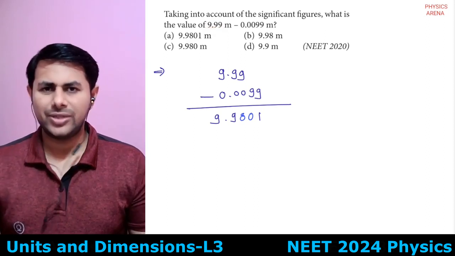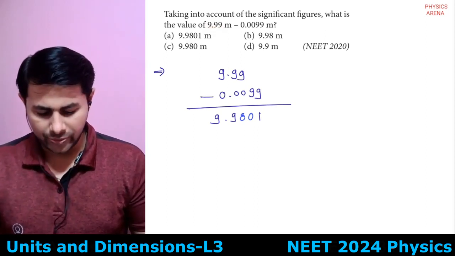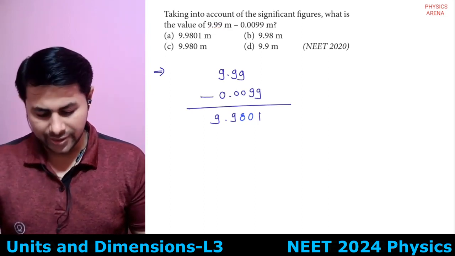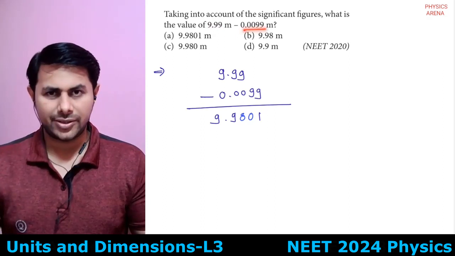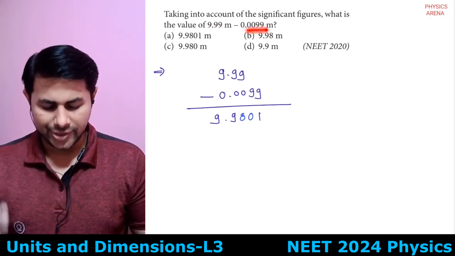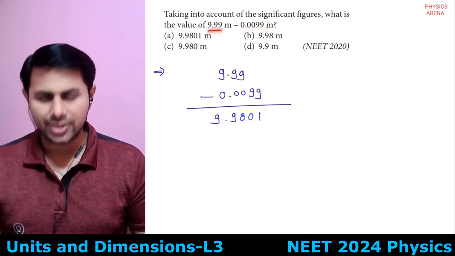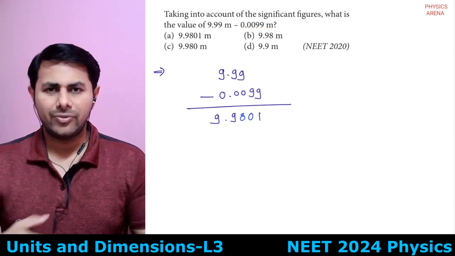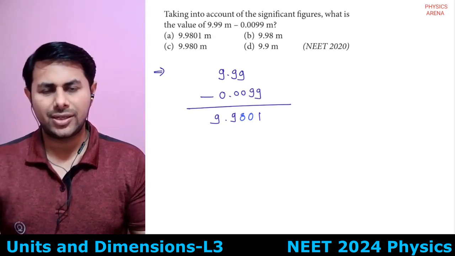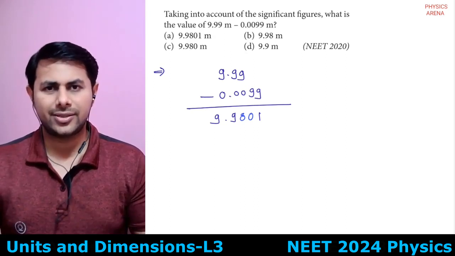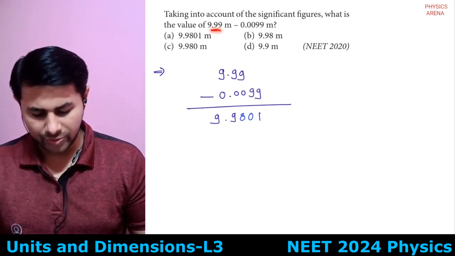Yes, sir. If you say that way, it's correct too. But what we do is, what does it mean? It means that this is a less resolved instrument, this is more resolved. So the precision of this instrument is more, the precision of this instrument is less. So when we do addition or subtraction or any mathematical operation, we reduce the reading to what? The least precision. Okay, so that's what we do.